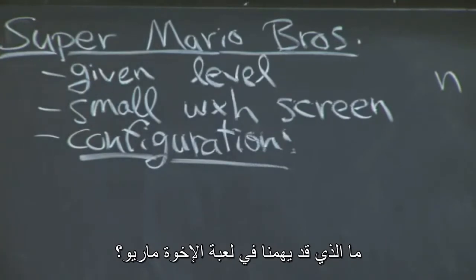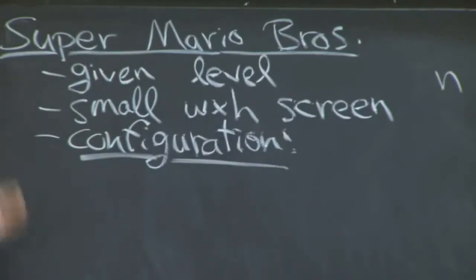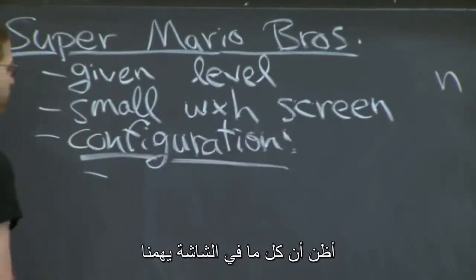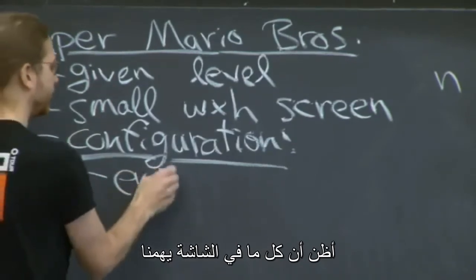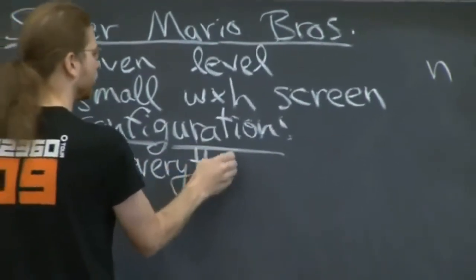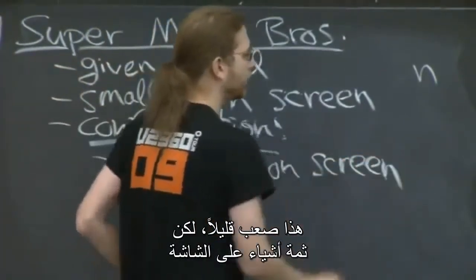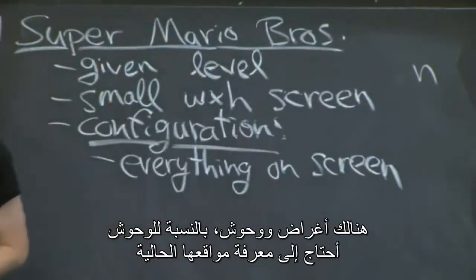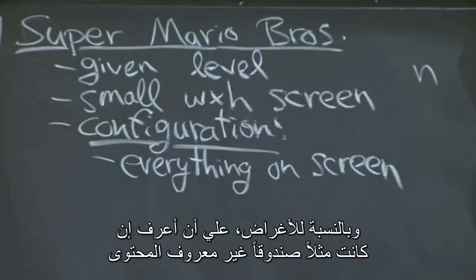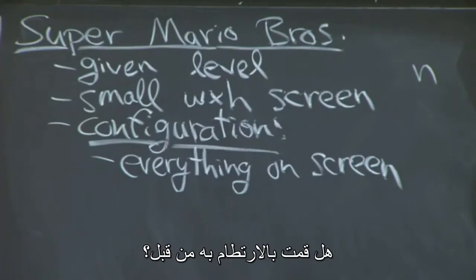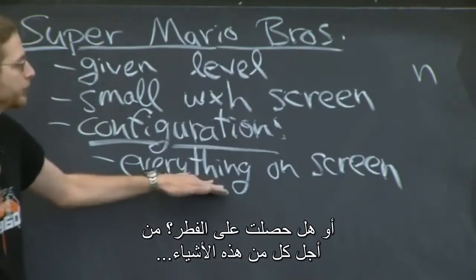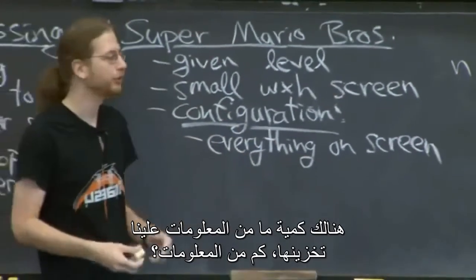What can we care about for Super Mario Brothers? Well, I guess everything on screen. Okay, this is a bit tricky, but there's stuff on screen. There's monsters and objects. For the monsters, I need to know their current position. For the objects, there's a question mark box: did I hit it already? Did I already get the coin? Or did I already get the mushroom? So for each of those things, there's some amount of information you need to store.